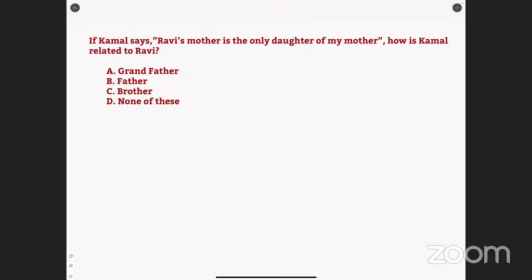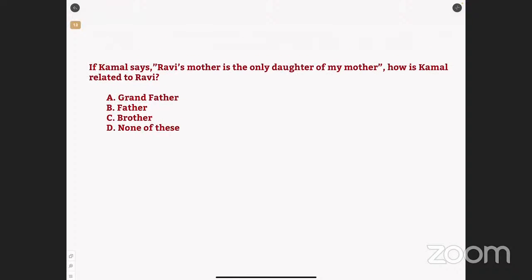If Kamal says, "Ravi's mother is the only daughter of my mother," how is Kamal related to Ravi? That is the question. Okay, now once again we'll have to look at the statement. What is Kamal saying? Ravi's mother is the only daughter of my mother. So this is actually very easy. Let us look at it from the point of view of Kamal.